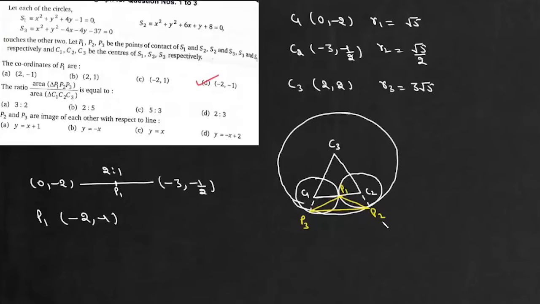Now the same way we can find P2 and P3. Now C3 is (2, 2), C2 is (-3, -1/2), and this point P2 divides it in the ratio R3 upon R2 externally. So we divide it in the ratio 6 is to 1 externally. Now this is minus 18, minus 2, minus 20, minus 20 upon 5 is minus 4.